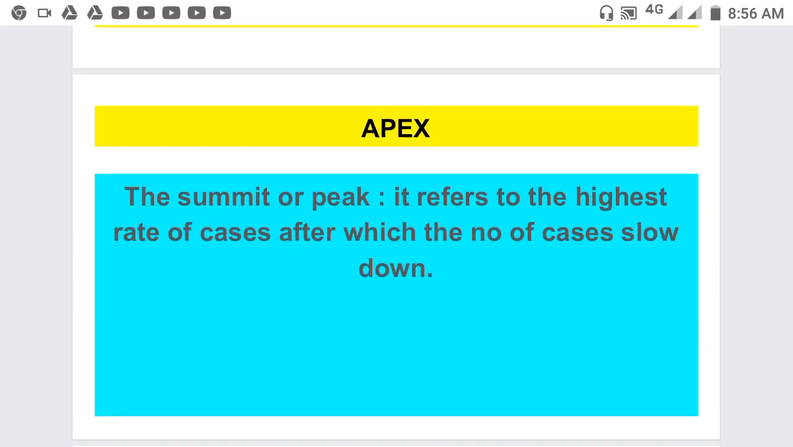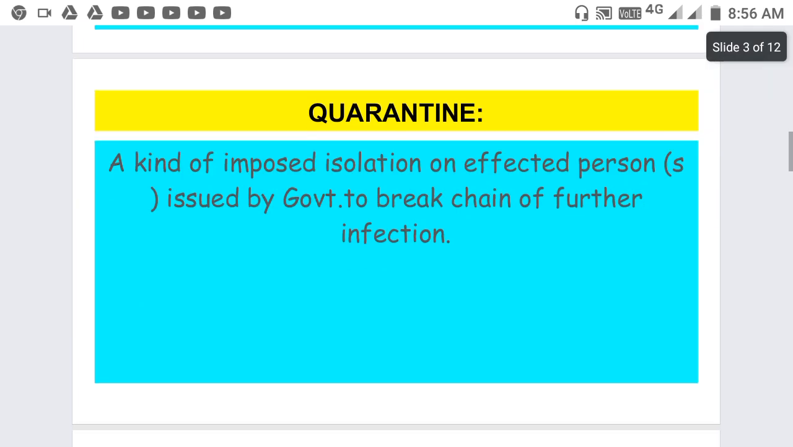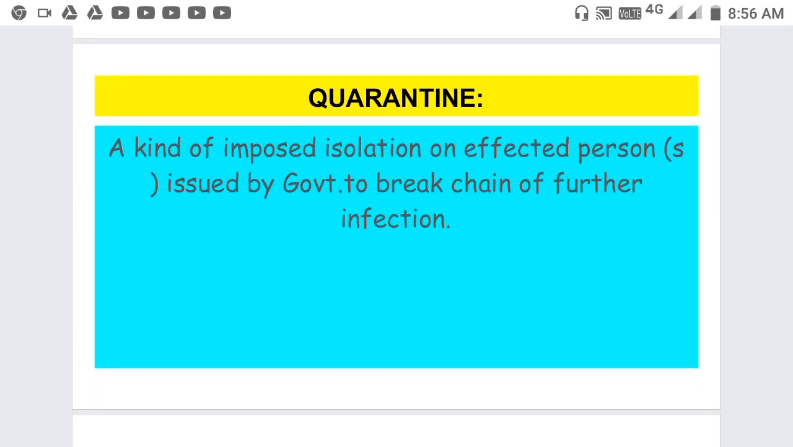The next term is apex. What does it mean? The summit or peak. It refers to the highest rate of cases, after which the number of cases slows down. Another important word we are all more or less aware of is quarantine. What is it? It's a kind of imposed isolation on an affected person or persons issued by the concerned government to break the chain of further infection.